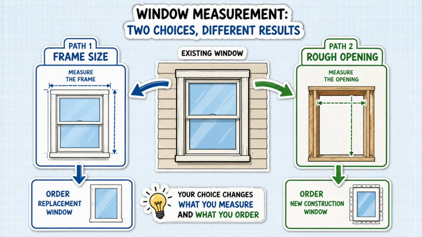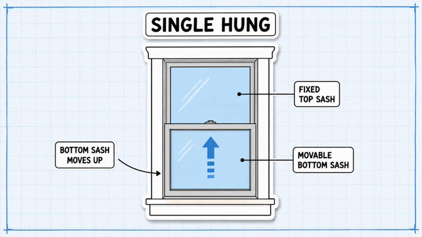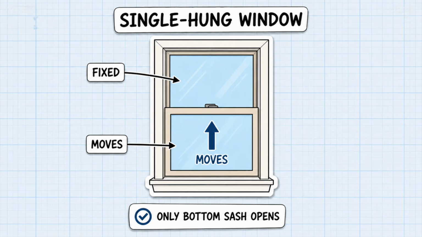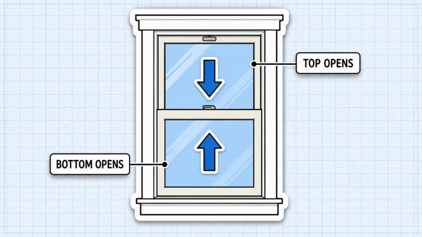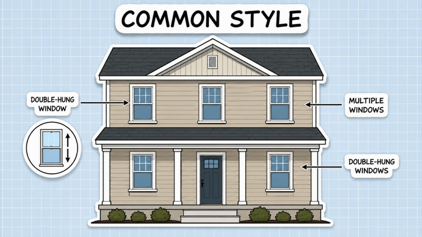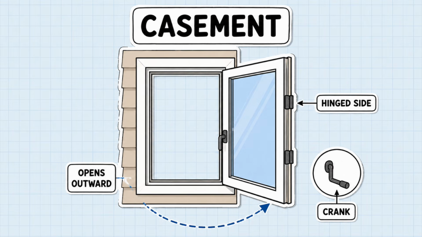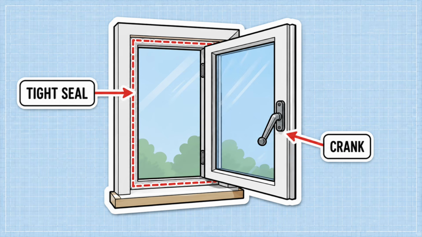Now, let us talk window types. The most common is single hung. On a single hung window, the bottom sash moves, but the top sash usually stays fixed. A double hung window has two moving sashes, so the top and bottom can open. Double hung windows are common in bedrooms, living rooms, and traditional homes. A casement window swings out like a door and usually opens with a crank. Casements can seal tightly and catch more breeze, but the crank hardware matters.